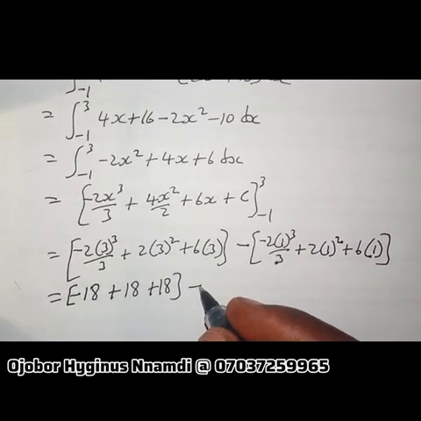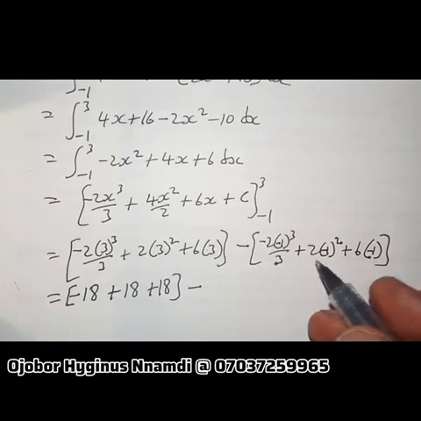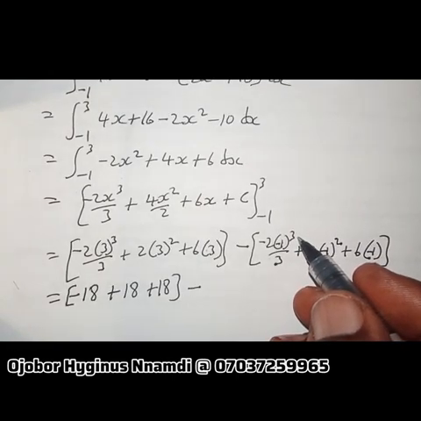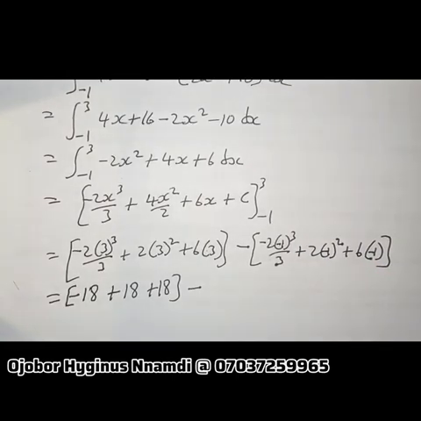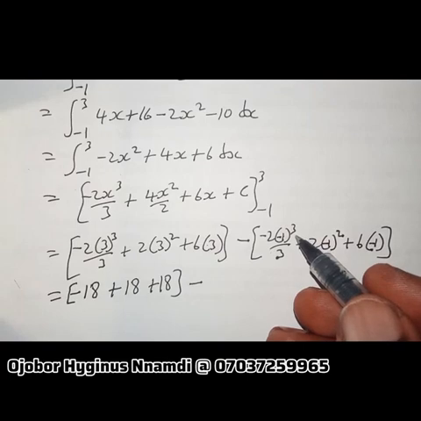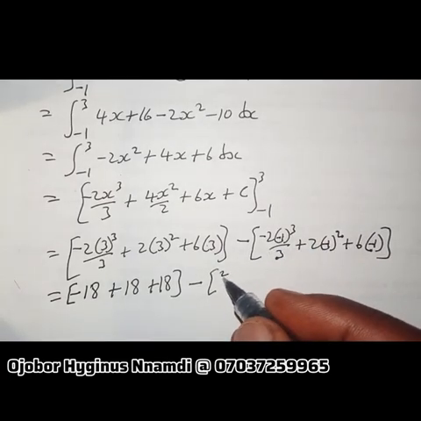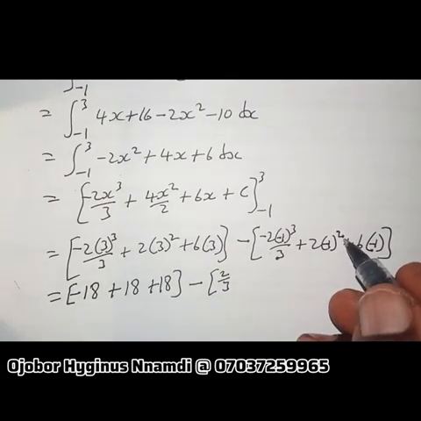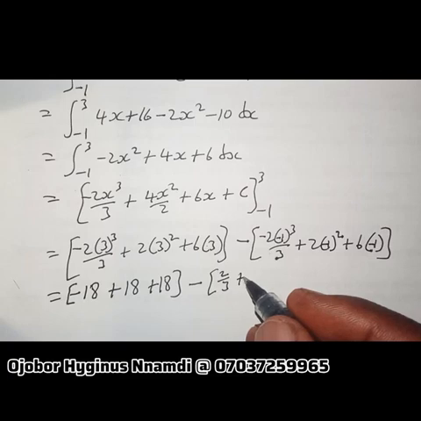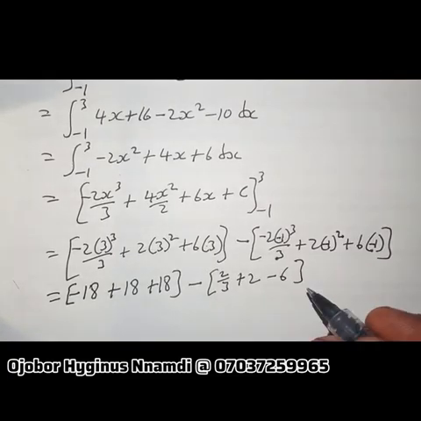And for minus 1, we have minus 1 raised to the power 3 is minus 1, because a negative number raised to an odd power is still negative. So minus 1 raised to the power 3 is minus 1 times minus 2, which will give us 2. So we have 2 over 3 here. Minus 1 raised to the power 2 is 1 times 2, which will give us 2 here. Then 6 times minus 1 is minus 6. So this is what we have.